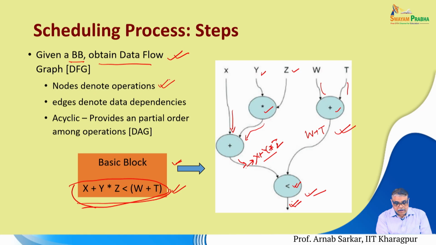Within the data flow graph of a single basic block, the nodes are operations, and the edges denote data dependencies, which means that here you see a dependency: this plus operation can only be performed after the multiplication operation between y and z has been completed, right. So, the edges denote data dependencies.